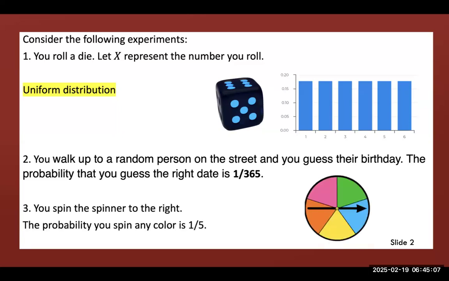If you spin the spinner to the right, notice that all of the colors have the same chance of being selected. There's 5 colors, and the probability that you land on a yellow is 1 out of 5, and that's the same probability as landing on green. So as a bar graph, if we put the names of the colors on the x-axis, all of the bars would have the same height, so this is a uniform distribution.